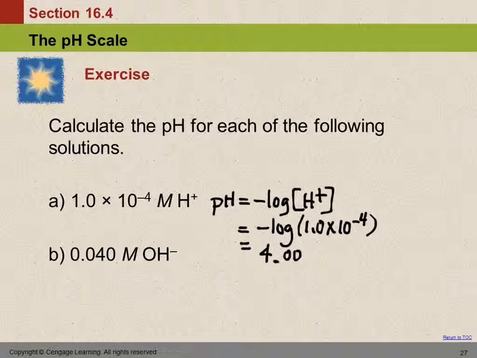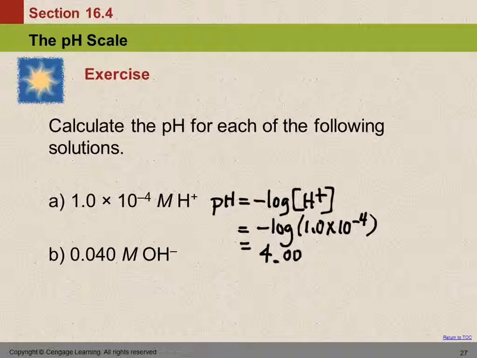So now, let's do this one. What is wrong here? What's different compared to what we were given in A? It's not in scientific notation, and they gave us the hydroxide ion concentration. We can't use the hydroxide ion concentration to calculate the pH. What can we do? Can we calculate the hydrogen ion concentration?